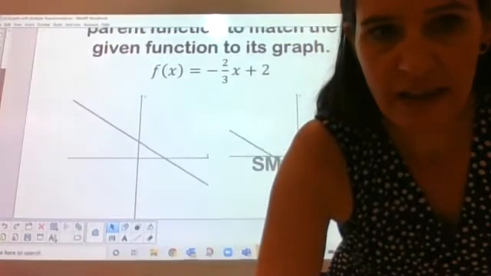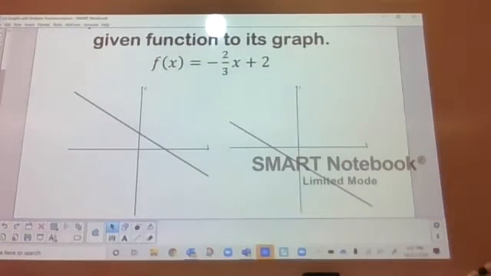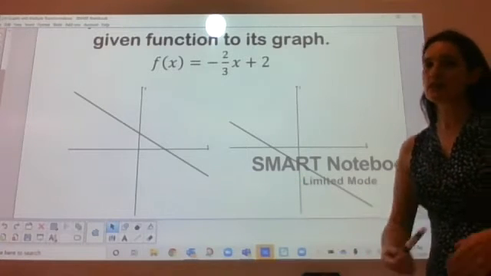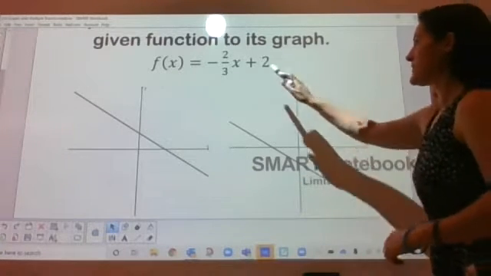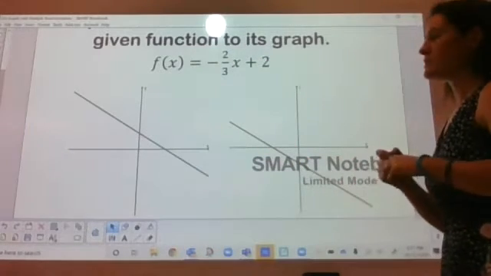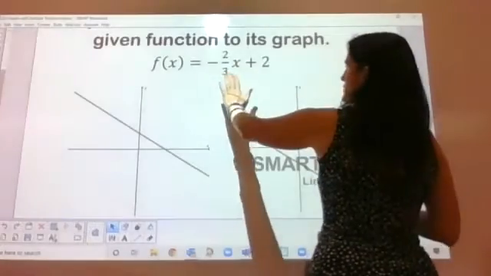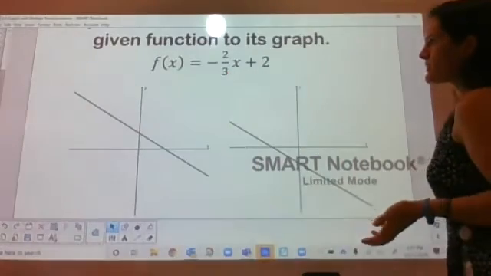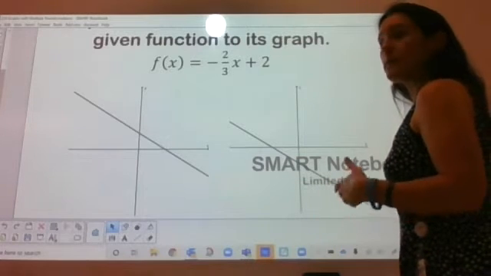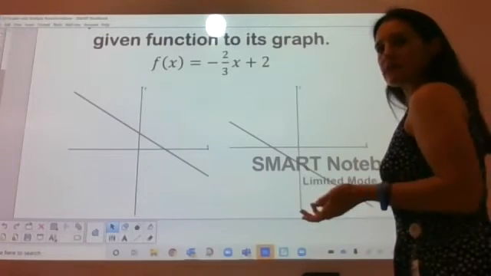So right here, what we have is a function, negative 2/3 x plus 2. And then we have 2 choices that it could be. So let's talk about the different modifications in the parent function and then which of those it would be, all right? So first thing I want you to think about is to look at this function and try to determine which of our 6 basic functions it was before it was modified, before numbers were added to it and negatives were added to it.